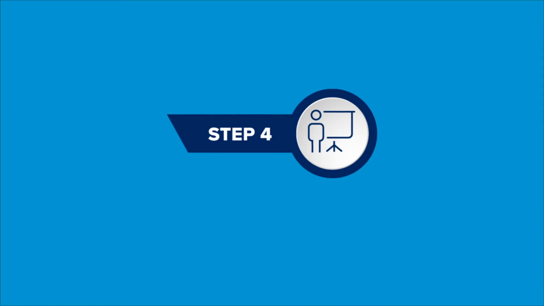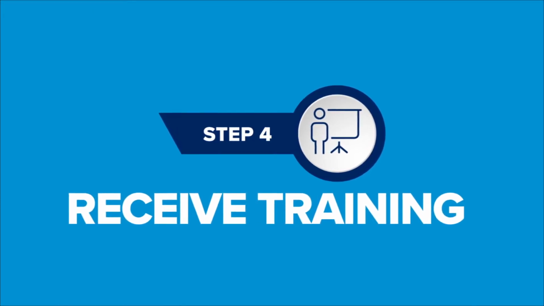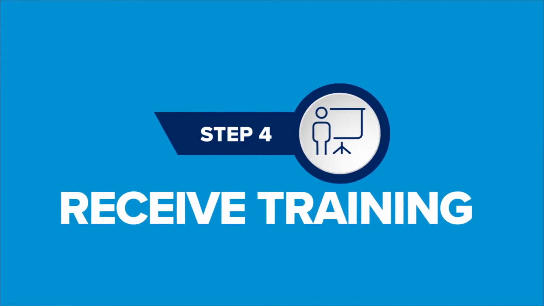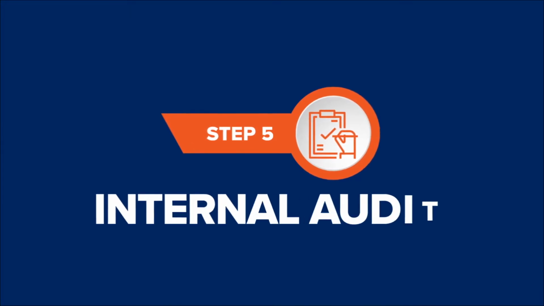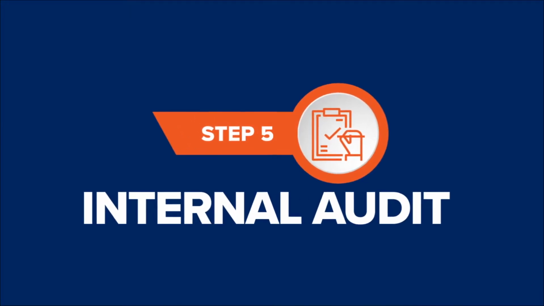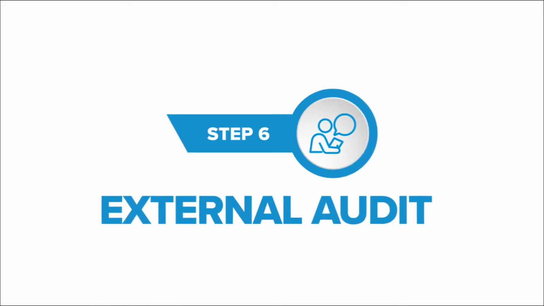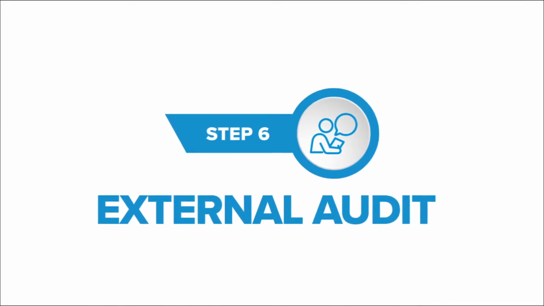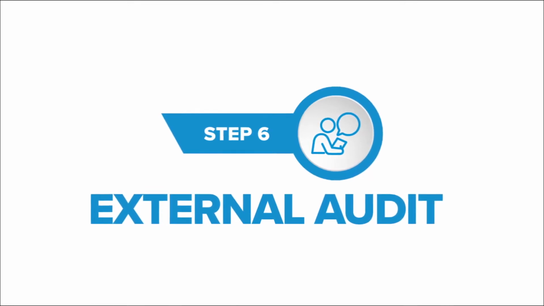Step 4. Access the AniMark IT conformance system and undertake the LGAP training. Include your managers, internal auditors, and other key personnel. Step 5. Conduct an internal audit using the AniMark IT conformance system. Step 6. AniMark appoints an approved certification body, or ACB, who allocates an approved auditor to conduct your external audit.